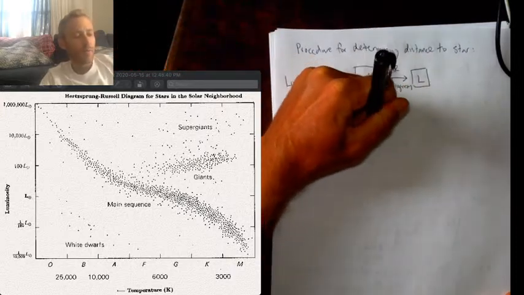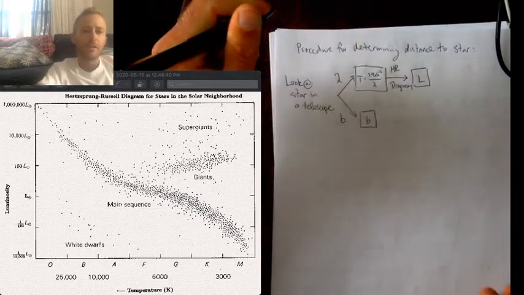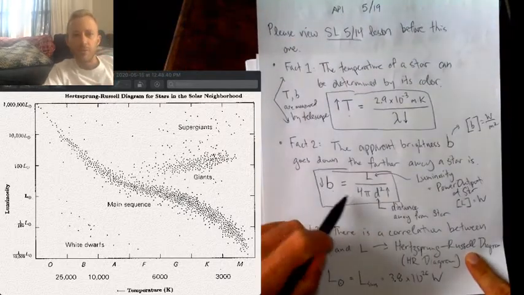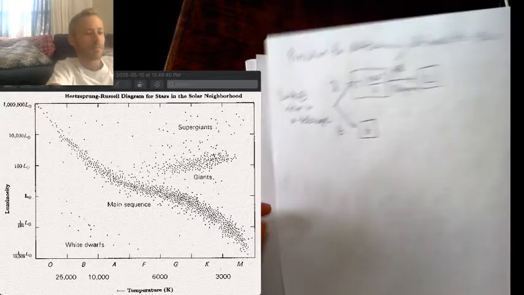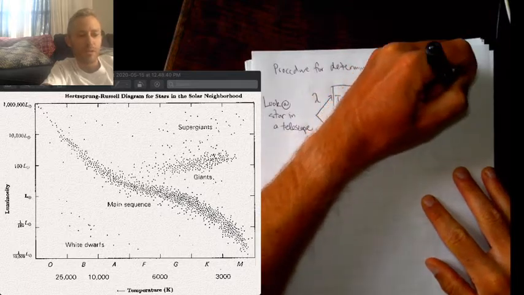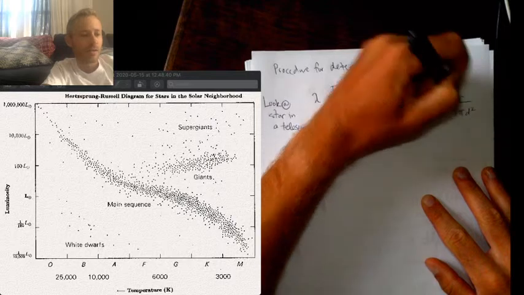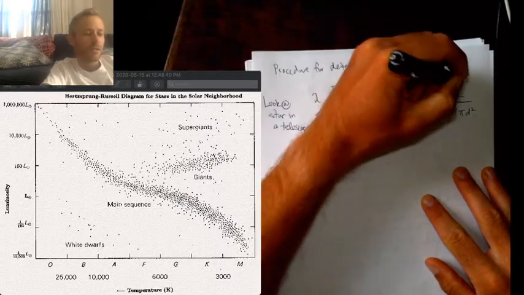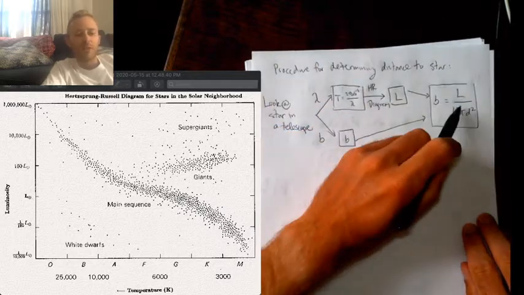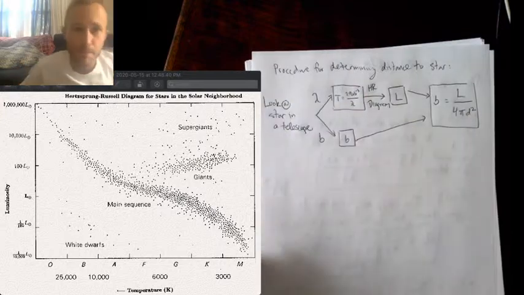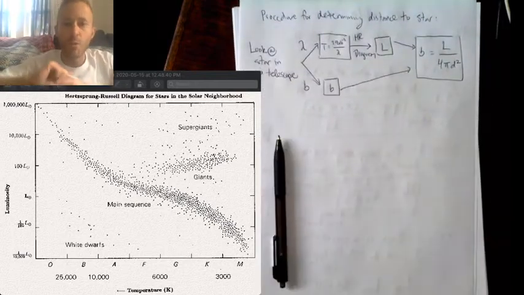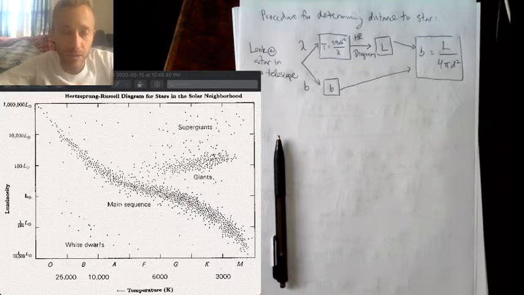So we know the apparent brightness and the luminosity, so we can use this equation right here to solve for the distance. Okay? So we can take the apparent brightness and the luminosity and plug it into B equals L over 4 pi d squared. We know L and we know B, so we can solve for the distance to the star.